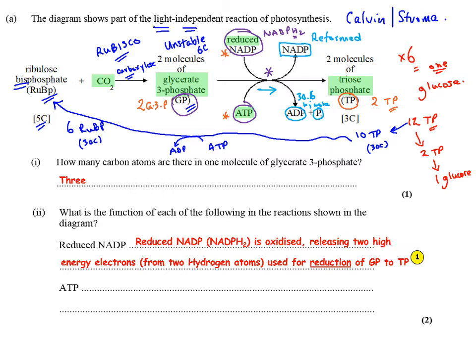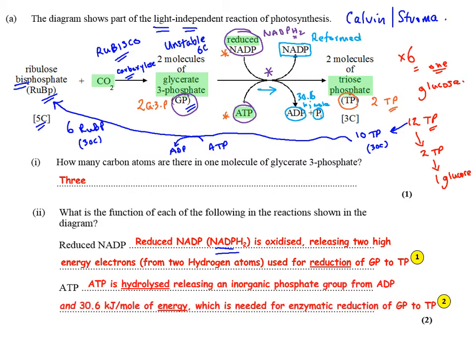So reduced NADP, and you can write it in this format, when that's oxidized, we know oxidation is loss of hydrogen. The hydrogen is actually released, and that gives off 2 high energy electrons, and they're used to reduce G3P into triose phosphate. So this is actually a redox reaction where the reduced NADP is being oxidized and the G3P is being reduced using that hydrogen or those electrons.